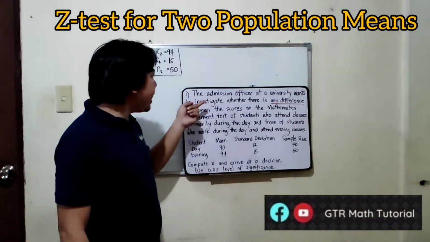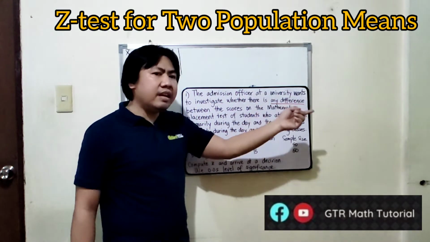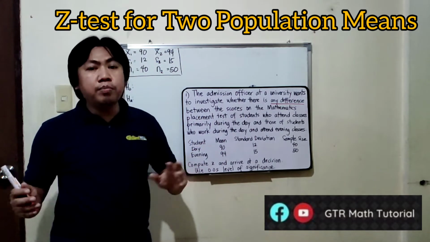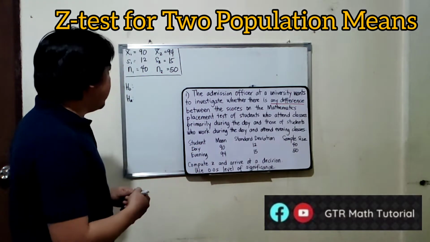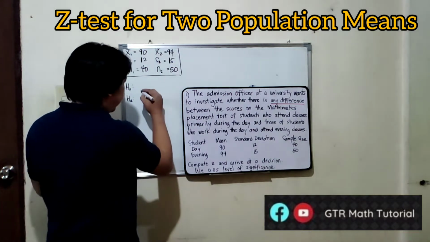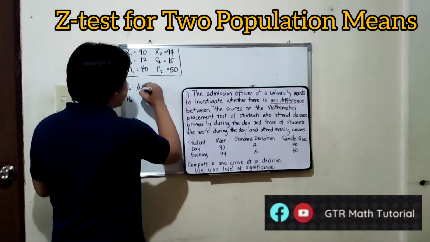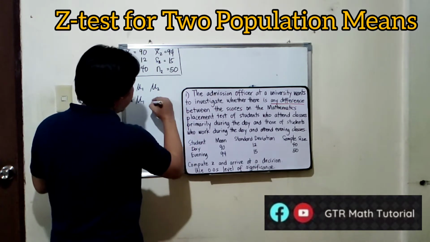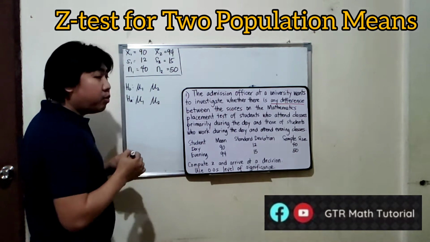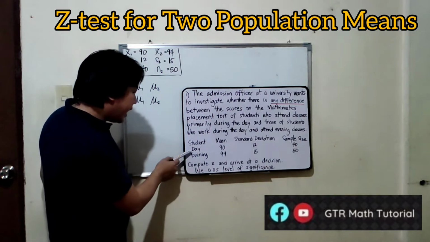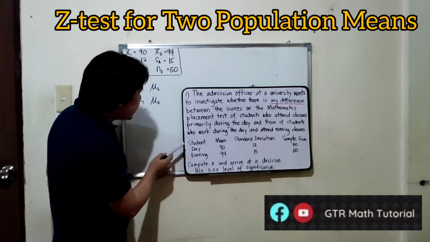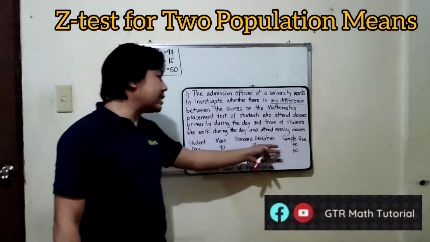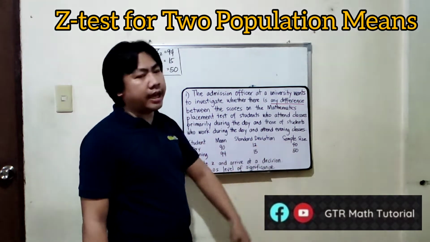So in this example, ang hinahanap lang natin is whether there is any difference. When we say any difference, kino-compare natin yung population mean. So, in comparing two population means, the null and alternative hypothesis is like this: mu sub 1, mu sub 2. So, mu sub 1 is the population mean for the day classes, and then mu sub 2 is the population mean for evening classes. So, we will use the sample. The sample size 40 and 50.